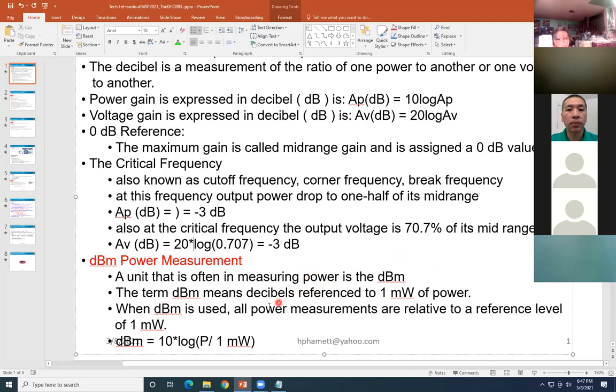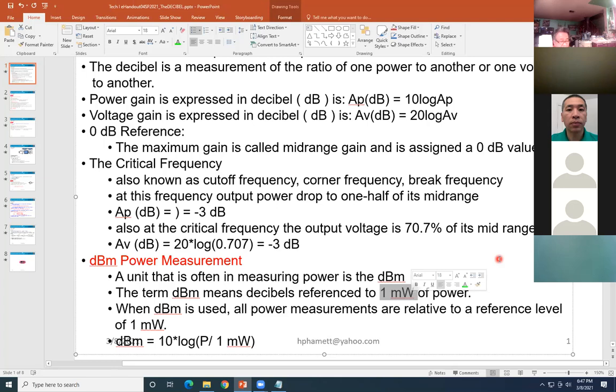Okay, dBm, power measurement. A unit that is often used in measuring power is the dBm. The term dBm means decibel referenced to 1 milliwatt of power. Now I'll try to explain a little more. When you're working on radio frequency, normally they use equipment to measure the dB or dBm. They don't measure the watt or kilowatt.